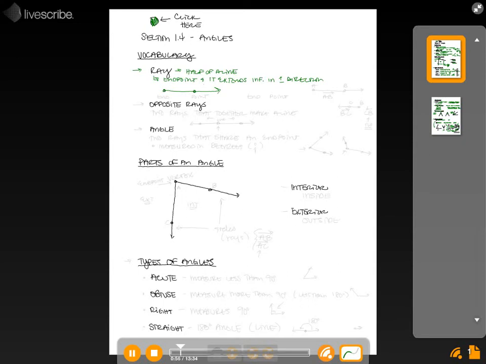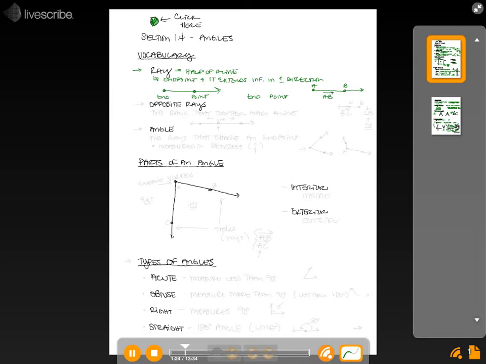Now you need 2 points on there. You need an end point and then just another point. We need 2 points so that we can name it. A ray is named starting with the end point and then whatever other point you have on the line. So let me draw a ray for us. Let's make it A and B. This would be ray AB, and we draw a little arrow above it.